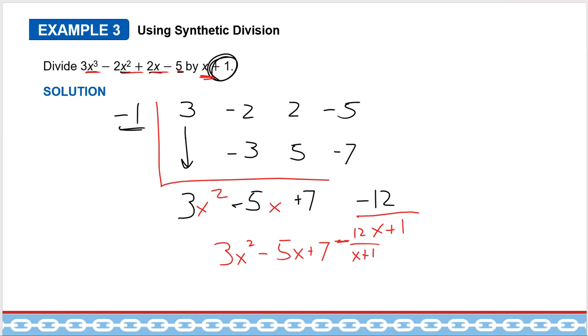Now, on your assignment, you're going to have some long division and some synthetic. On the test, you can choose if you want to do long division or synthetic. I will leave that up to you. I find synthetic to be easier. We'll go over it again some more on review day.